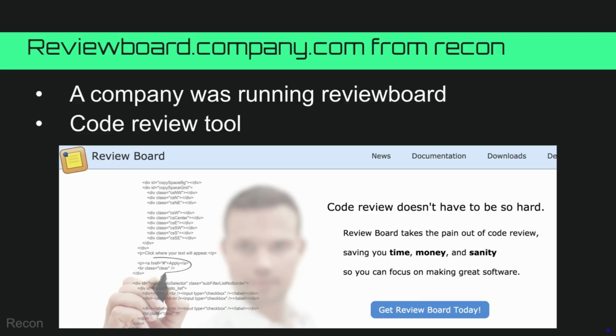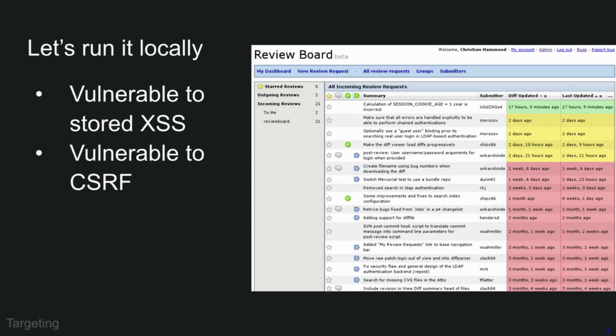This company ran a bug bounty program, and so I looked up ReviewBoard. I saw what it was. It was a code review tool. I pulled it down. I ran it locally. I had access to the source code, and I started looking for web bugs. And of course, it's a web application that not a lot of security researchers are looking at. So it was filled with web bugs. It had cross-site scripting and cross-site request forgery. And because it was white box, they were relatively easy to find.